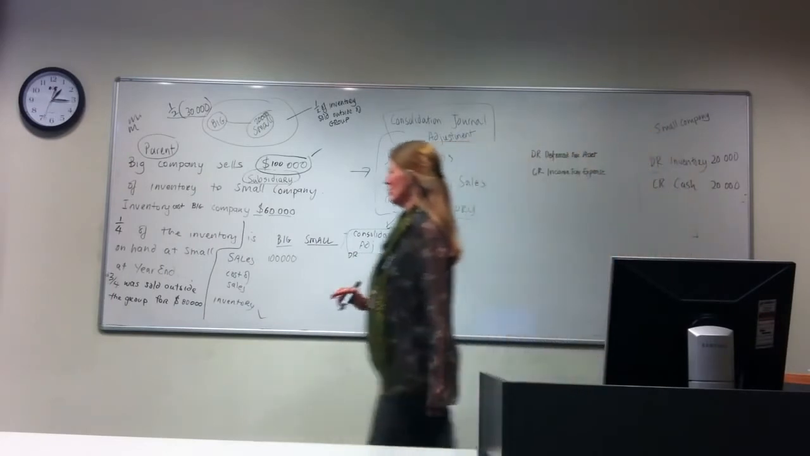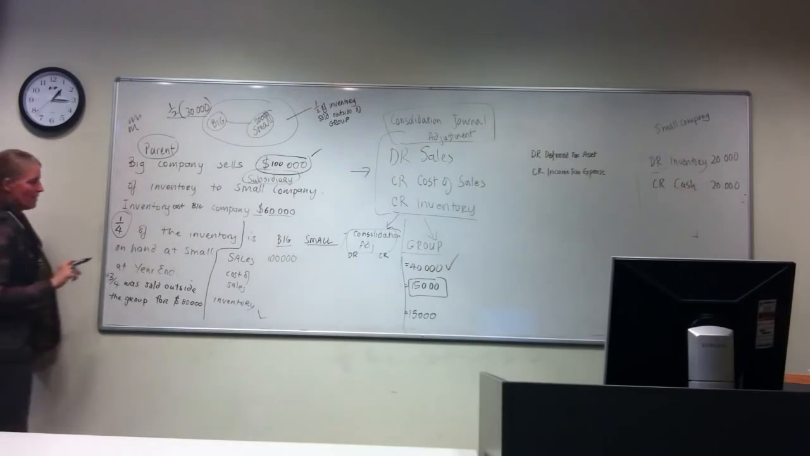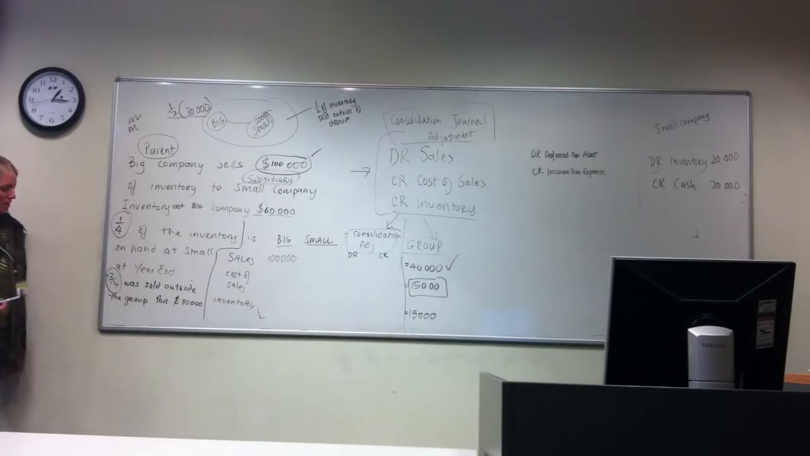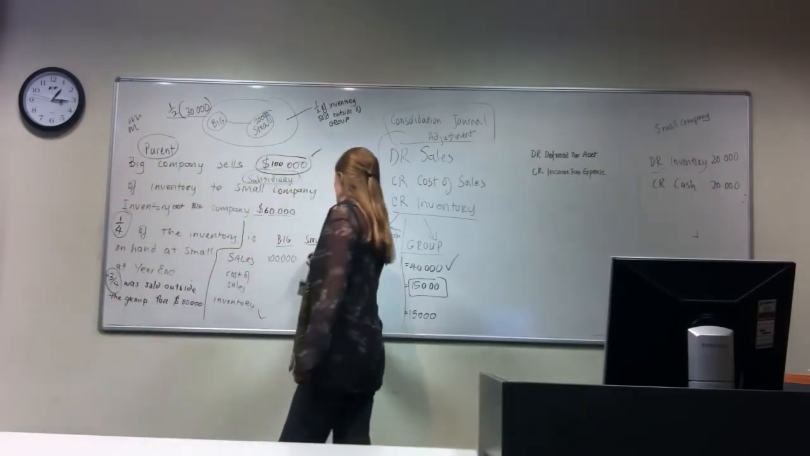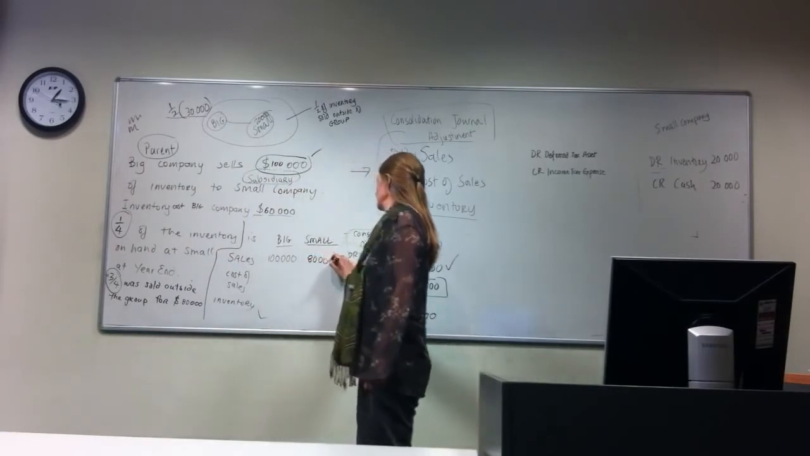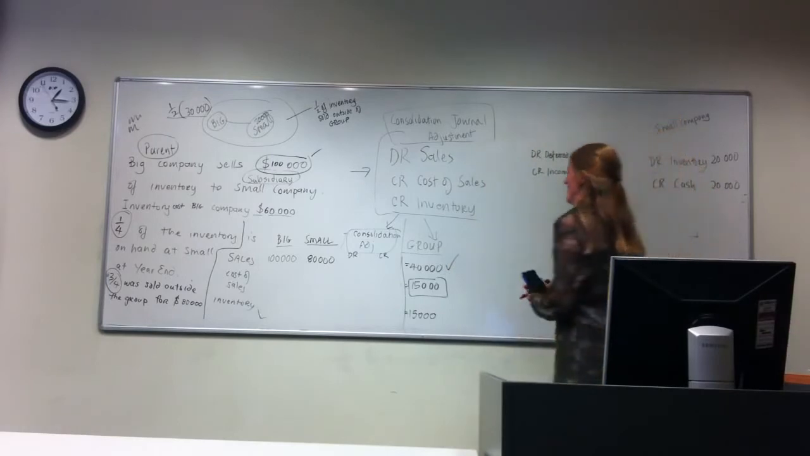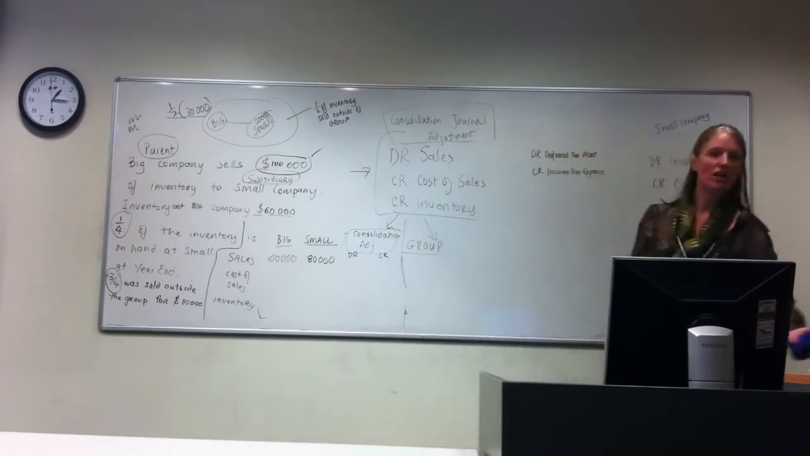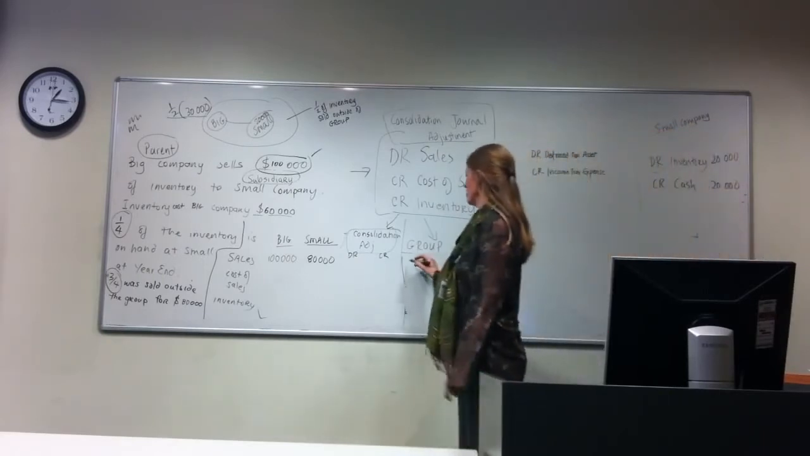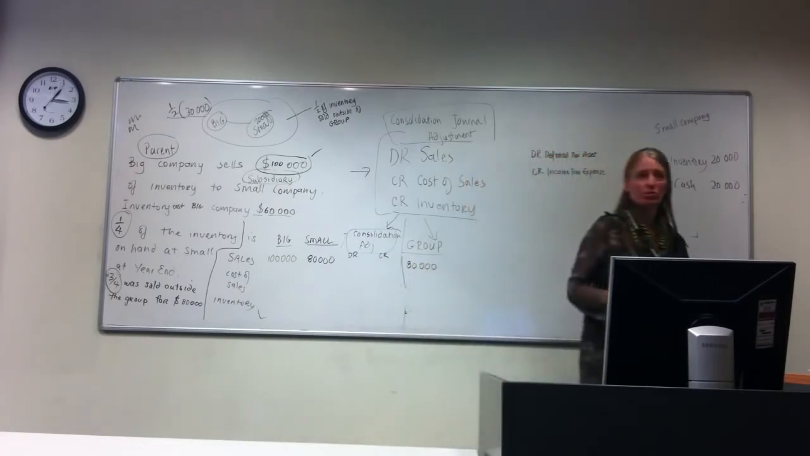80. Okay, so we've got a quarter of the inventory on hand at small company at year end. 3/4 was sold outside the group for 80,000. So sales is going to be 80,000. For the group, you're quite right, we're going to have 80. We're only recognizing the sales that have been made outside the group. Okay?